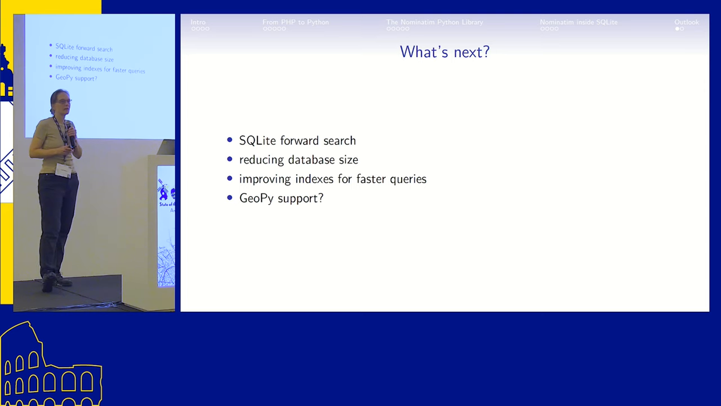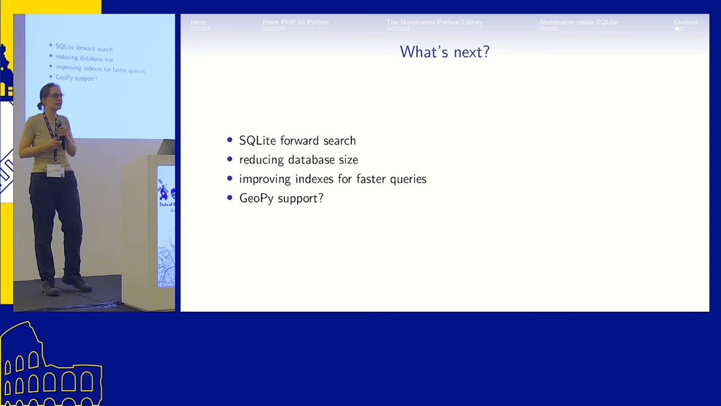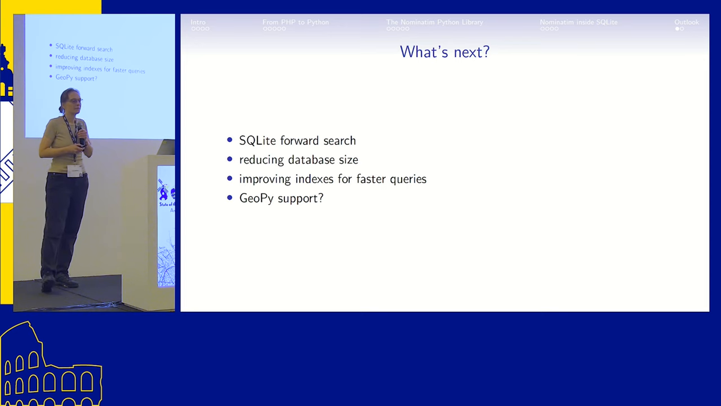So what's next? I'm currently implementing forward search, which is a little bit more interesting if you want to know about implementing indexes in SQLite. I have a few interesting stories. As I said, to make this really practical, we need to get the database size way down, not in the 20, 40, 100 gigabyte sizes. I'd also like to see if I can make it faster, which will be interesting because finding better indexes for SQLite means we also make it faster for Postgres. So that's beneficial for both.